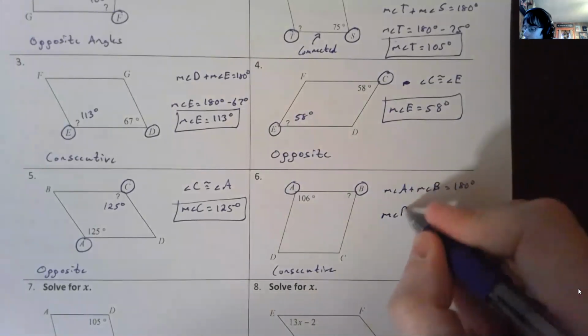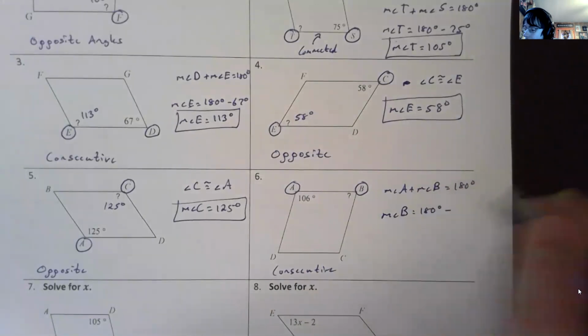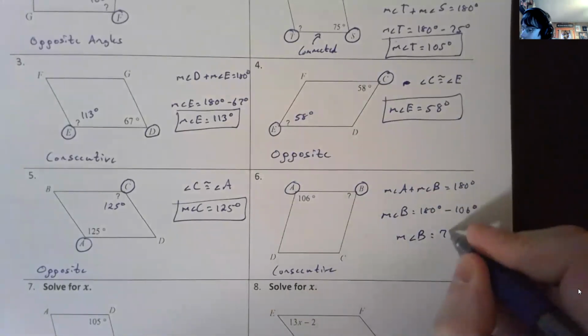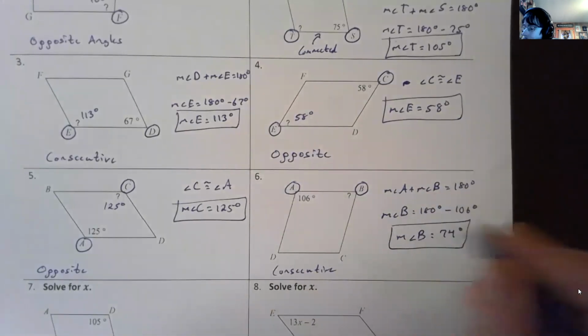So to find B, we have to take 180 and subtract whatever A is, which is 106. 180 minus 106 ends up giving you 74 degrees, which is angle B's measure.